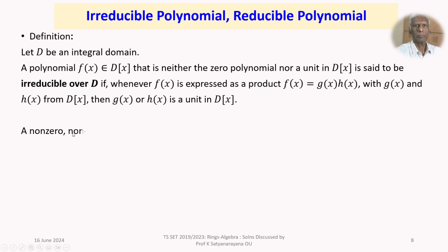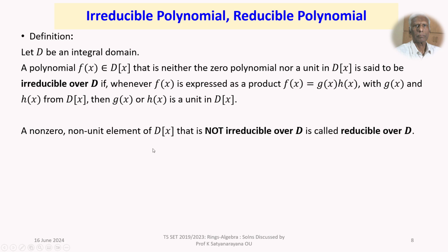Right. So now, a non-zero, non-unit element of D[x], that means a polynomial which is not zero and not a unit element of the polynomial ring D[x], that is not irreducible over D, is said to be reducible over D. That means f(x) can be written as a product of two polynomials of lower degree than the degree of f(x), or neither g(x) nor h(x) is a unit in D[x]. Any one of the properties you can take.